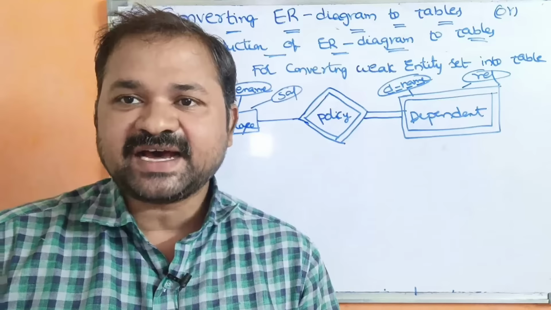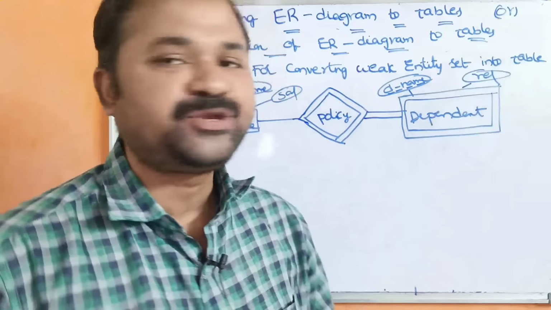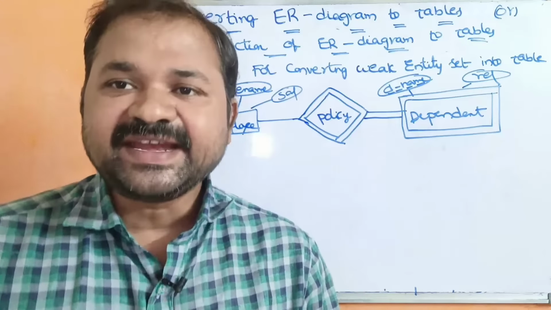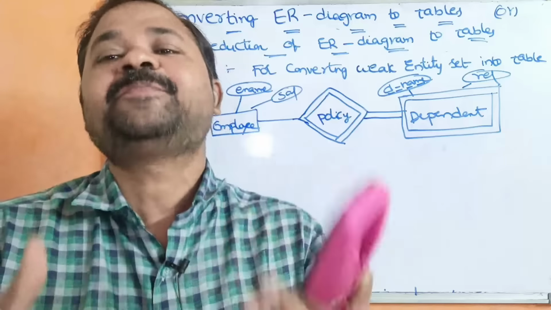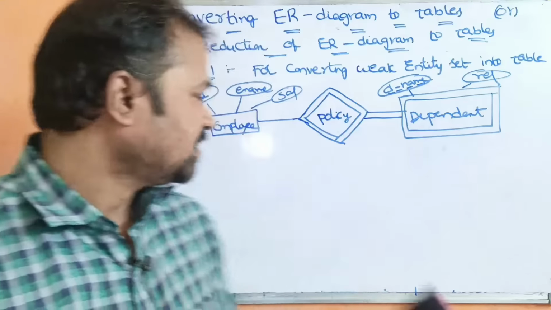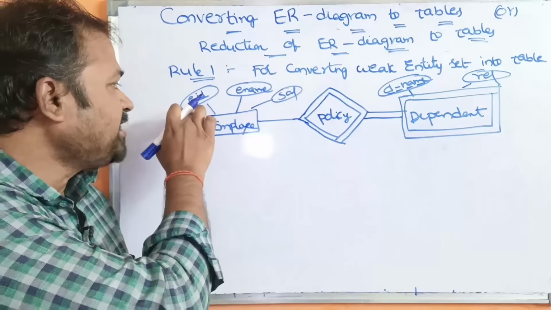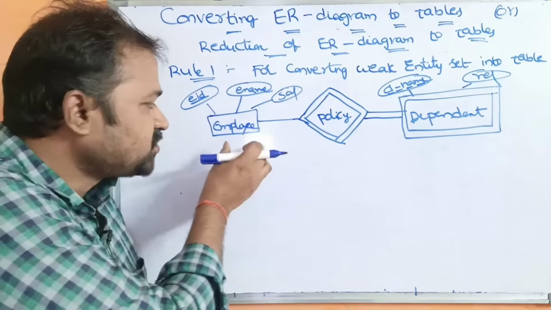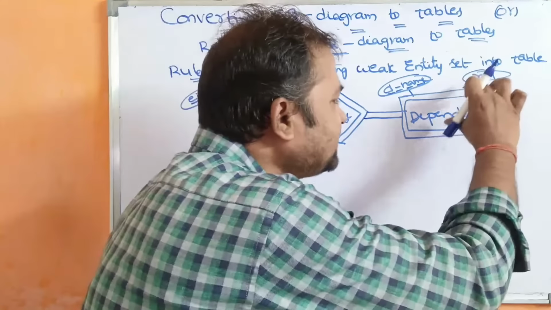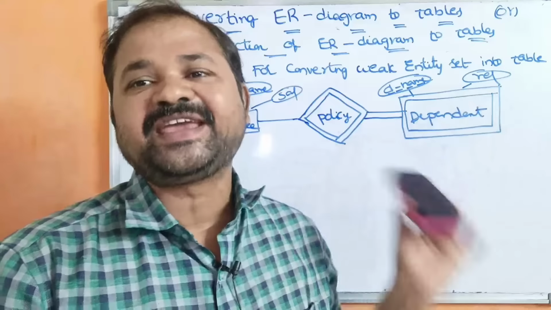Now let us see rule 2, for converting a weak entity set into a table. We know what a weak entity set is. A weak entity set doesn't have any primary key, but it uses a partial key. In this example, we have the employee entity. Employee has some key field, so employee will become the strong entity. Here dependent is enclosed within two rectangles, so dependent will become the weak entity.